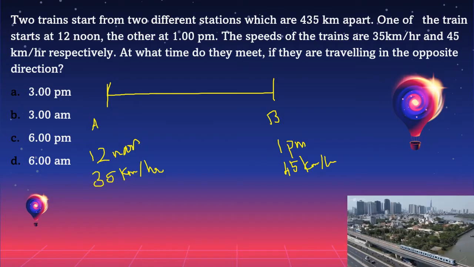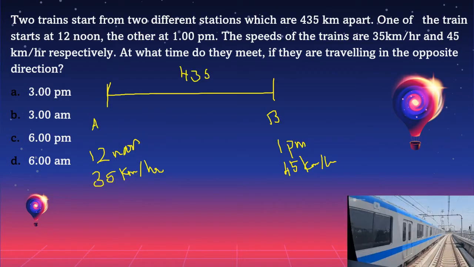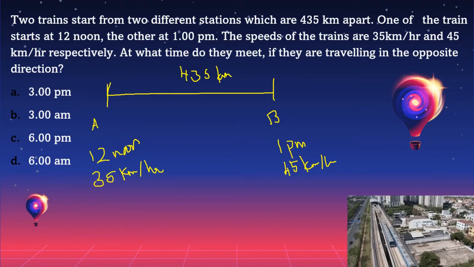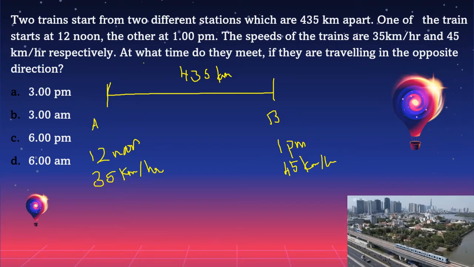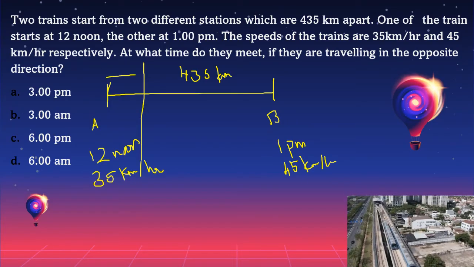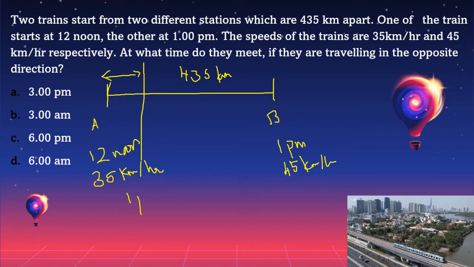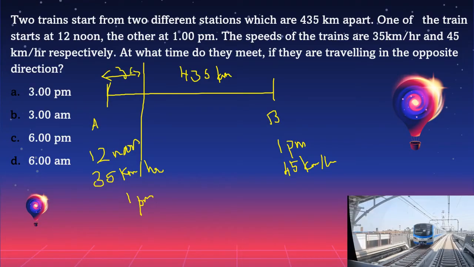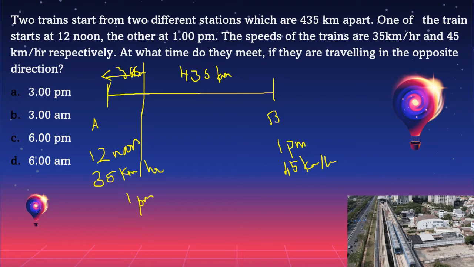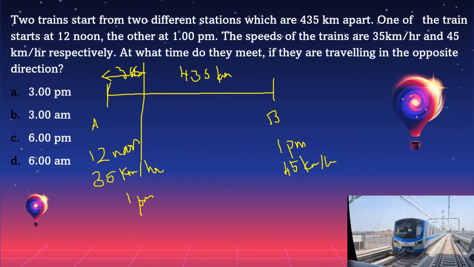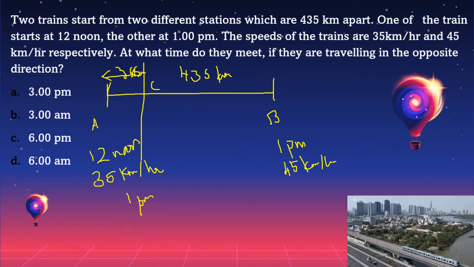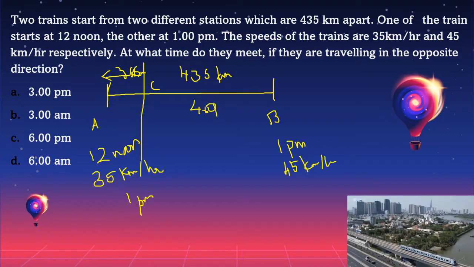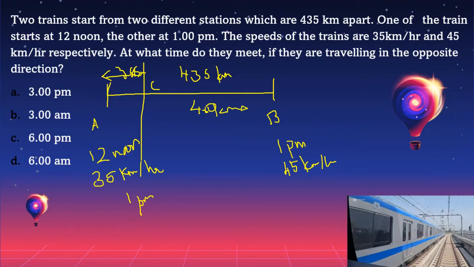So now the distance between them is 435 kilometers. Now what happens? Both of them are traveling in the opposite direction. Let's say at 12 o'clock the train starts, and it's very simple common sense: from 12 to 1, I'm going to take this as 1 p.m., train A would have covered 35 kilometers. Is it right? Let us take this point as C. Now the distance between point C and point B is 435 minus 35, which is just 400 kilometers. Both of them are 400 kilometers apart.